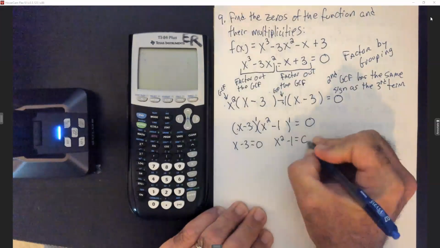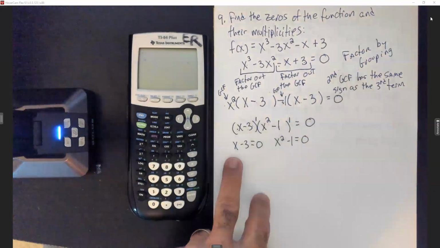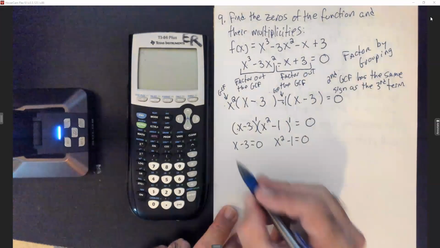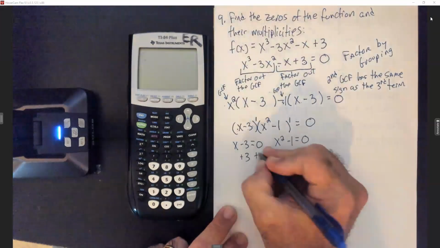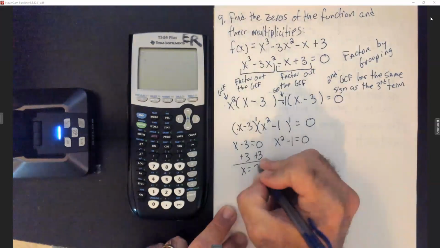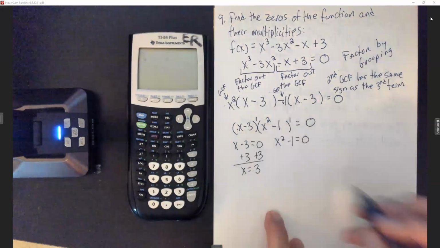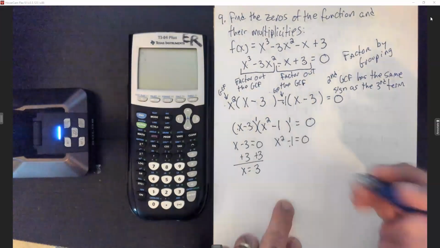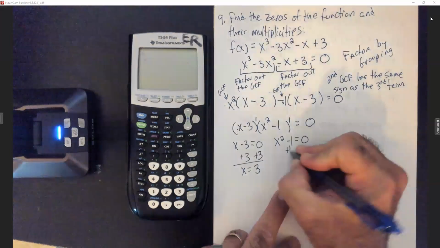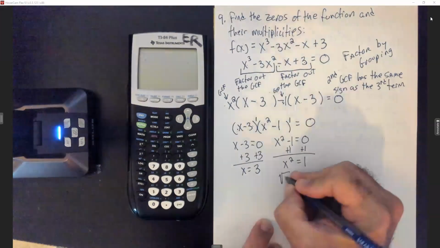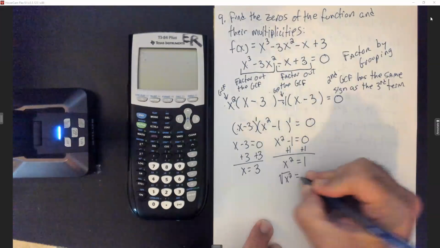Now look at this. One of these is sort of linear. One of them is sort of quadratic because of the x squared. So this one I can solve by just adding 3, and I get x equals a positive 3. This one, since I just got an x squared term and a number, I'm going to do the square roots again. So I'm going to add 1. x squared equals 1. And then I'm going to take square roots. Now remember, I'm taking the square root of a number, so I need to use a plus or minus.